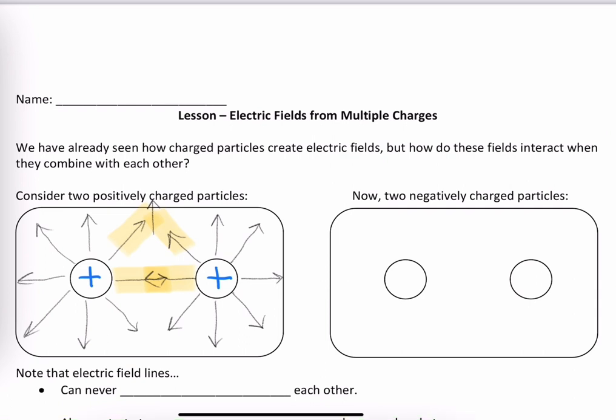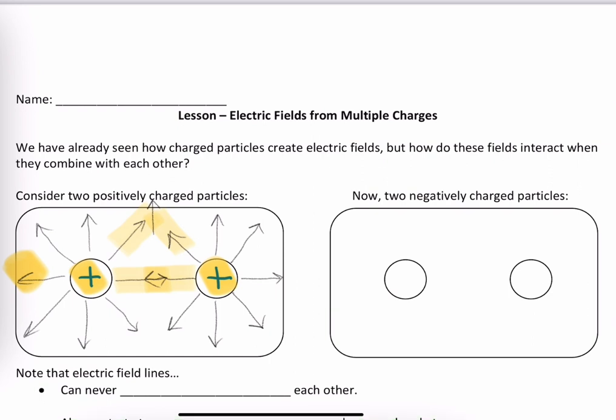Now the electric field over here on the left side of my screen is mostly just due to this left charge. The charge on the right does create an electric field way over there on the left, but it's very, very weak, so it wouldn't have much of a contribution at all.